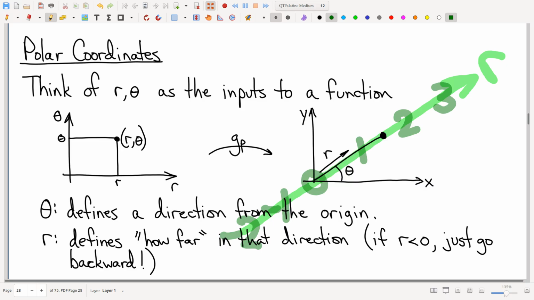Does that mean (r, theta) equals (-r, theta plus pi)? Yeah, I'm going to get to that in just a minute. Yep. But short answer, yes.